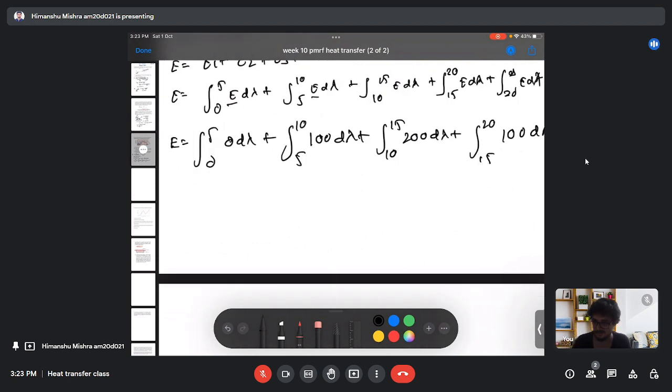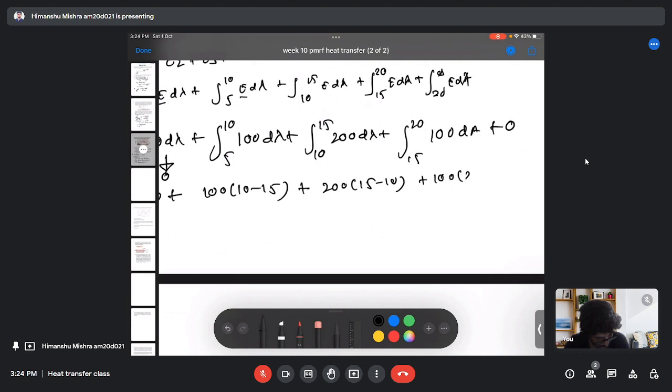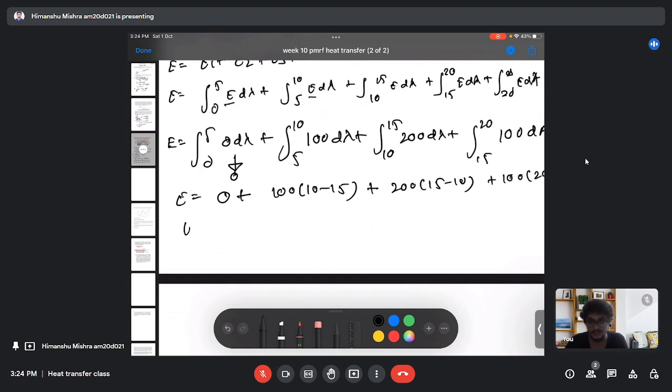Just taking the integration, it is a simple integration. So this will be 0 plus the other terms, and on calculating this, we will get the total emissive power as 2000 watt per meter square.